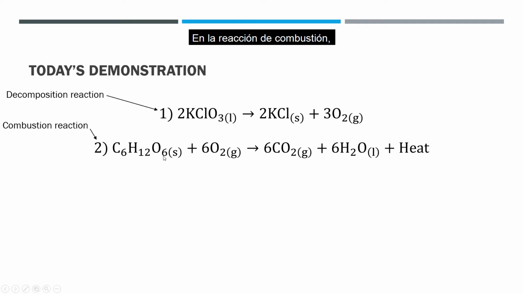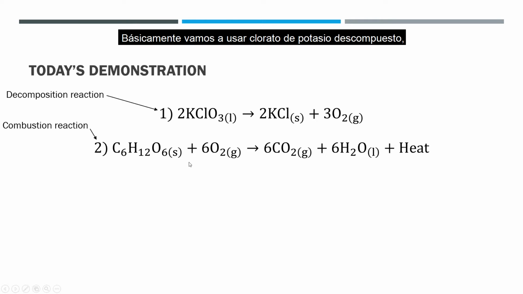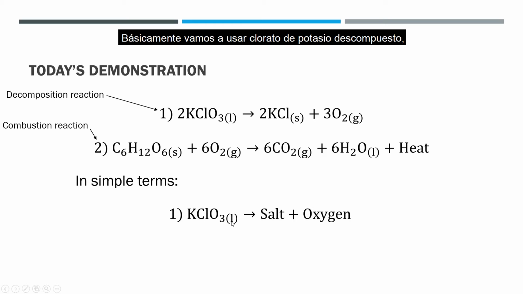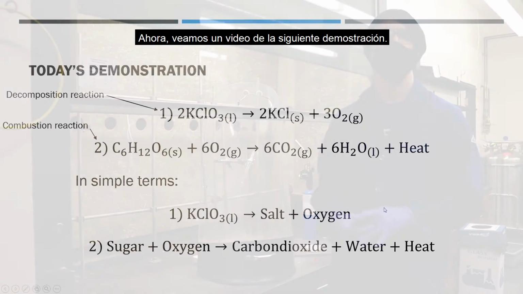Now, in this combustion reaction, we're going to use sugar to do the same reaction that I talked about previously. So to put this reaction in simple terms, we're going to use decomposed potassium chlorate into salt and oxygen and use that oxygen to help burn sugar into carbon dioxide, water, and generate a lot of heat. Now, let's move to our video of the following demonstration.